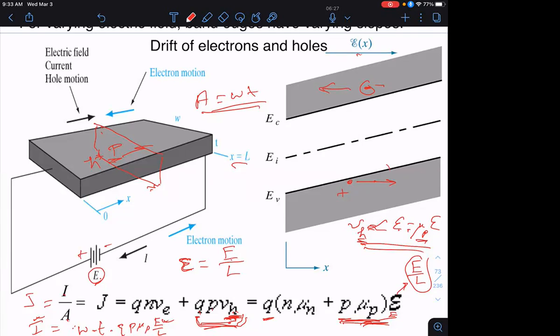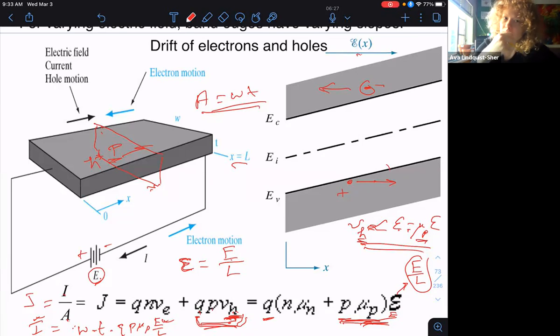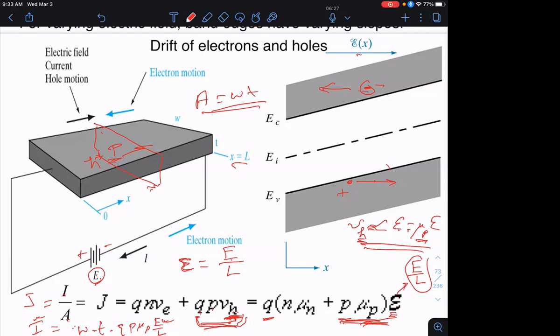Isn't it still in the direction the photons are moving, or the holes are moving? Exactly. Because the electrons have a negative charge, although they are moving to the left, the current due to that points to the right, right?